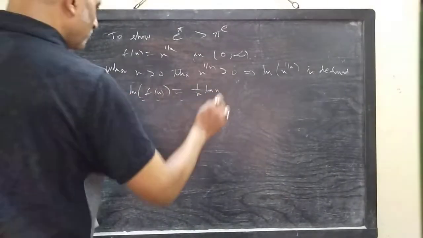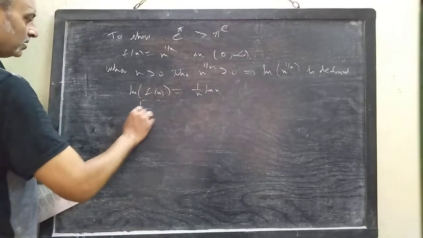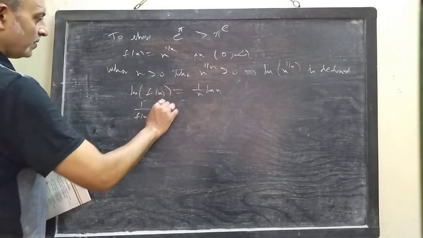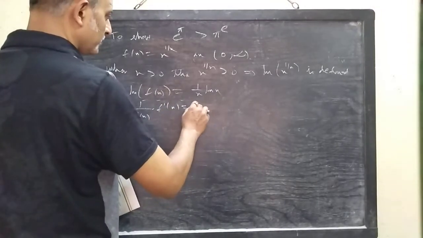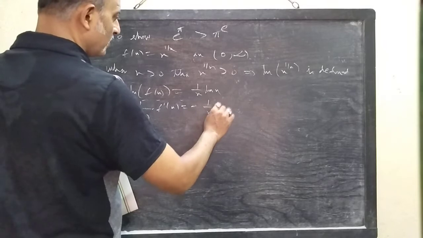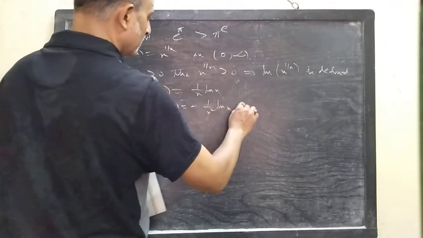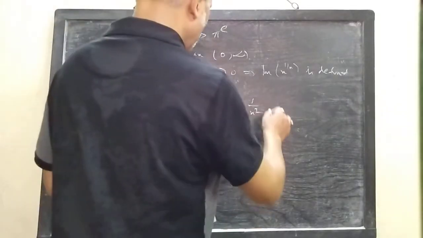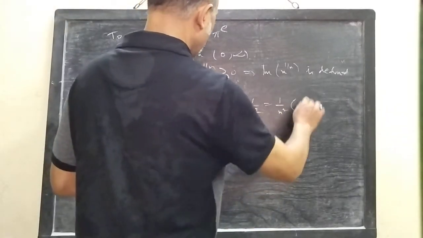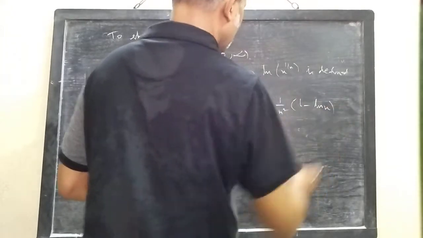Now differentiating both sides with respect to x, we get 1 by f(x) into f dash x equals minus 1 by x square ln x plus 1 by x square. So if you take 1 by x square common, you get 1 minus ln x.